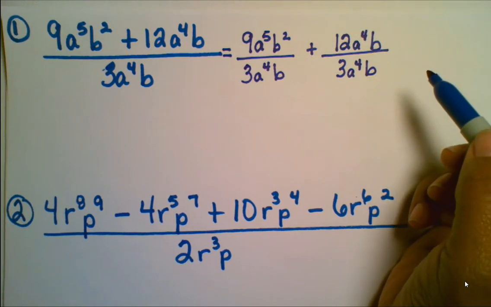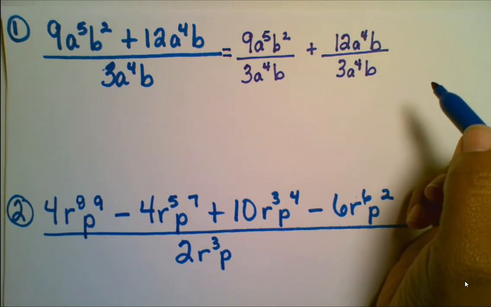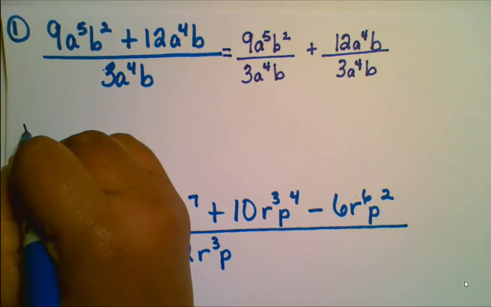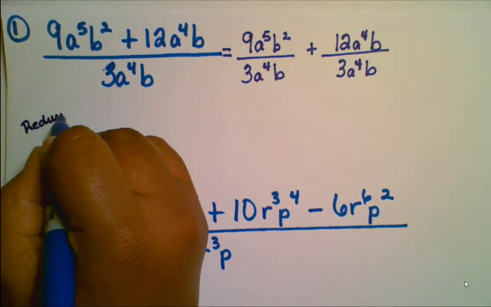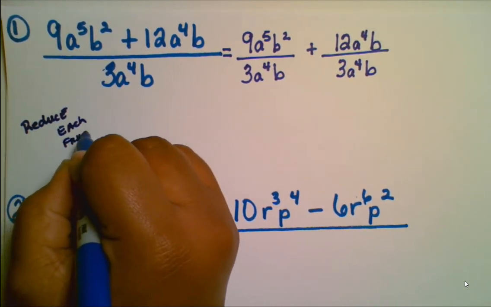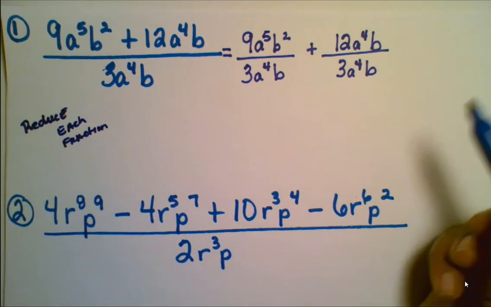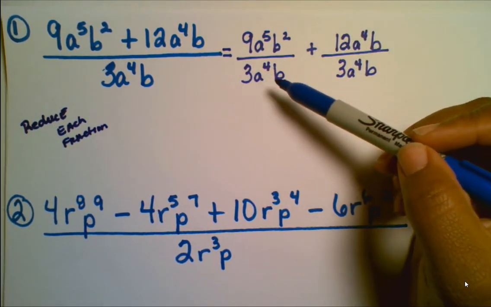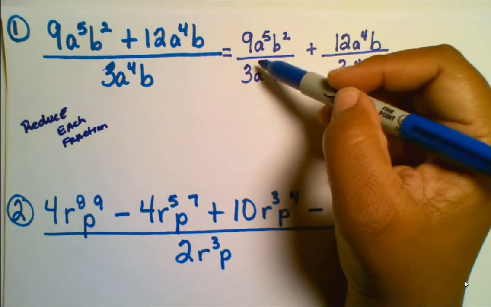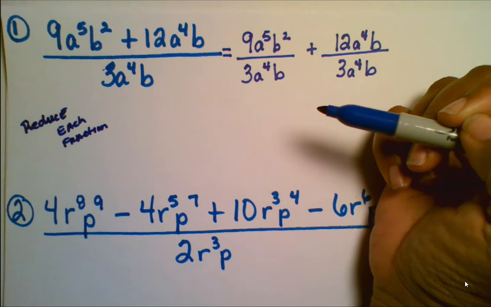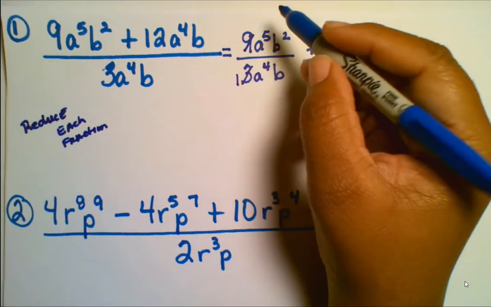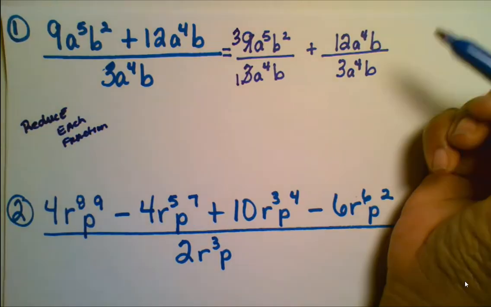So then what we're going to do next is simplify each fraction, meaning we're going to reduce each fraction. So let's look at our 9 over 3. Well, what can we divide out of 9 and 3? That will be 3. So 3 goes into 3 one time. 3 divides into 9 3 times.